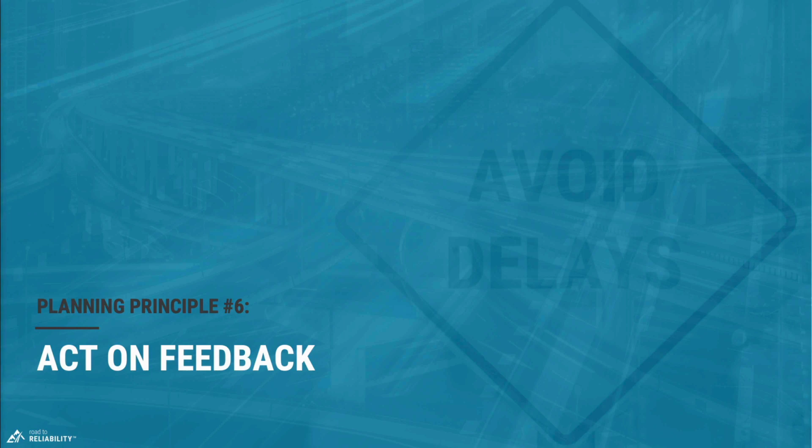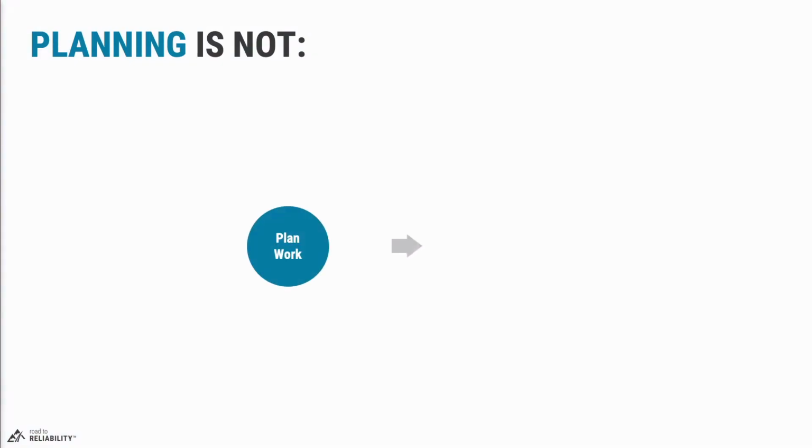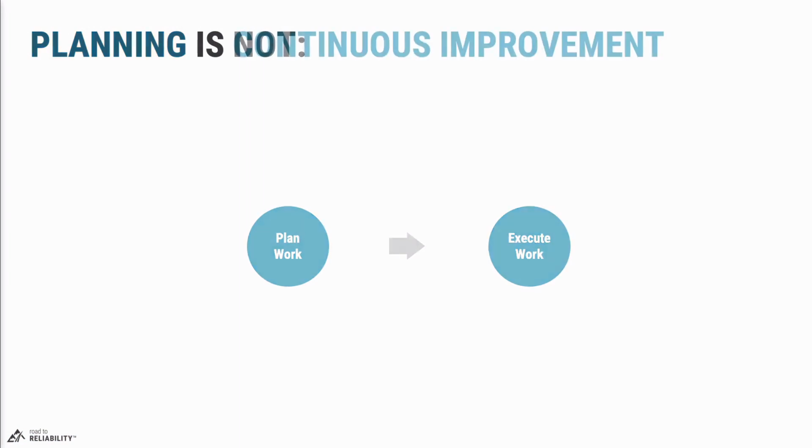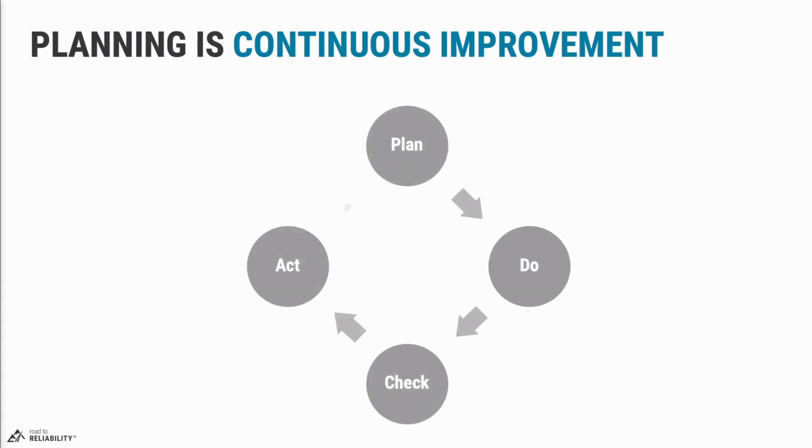Planning principle 6 is that you must act on feedback. Now, although this is the last planning principle, it's possibly actually the most important. And here's why. You see, planning is not a linear process. You don't just plan the work, do the work, and then it's finished. Remember, maintenance repeats itself. Maintenance is repetitive. And so planning is a cycle of continuous improvement. It is a cycle of plan, do, check, act.